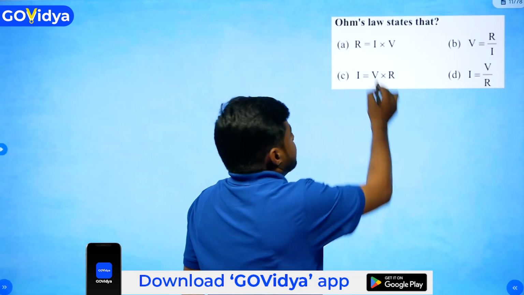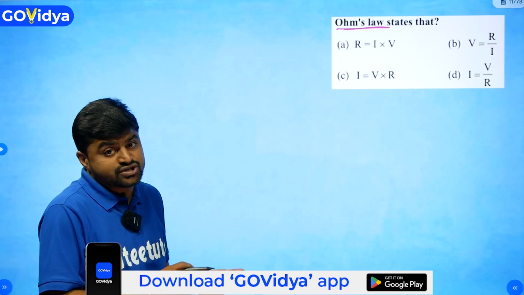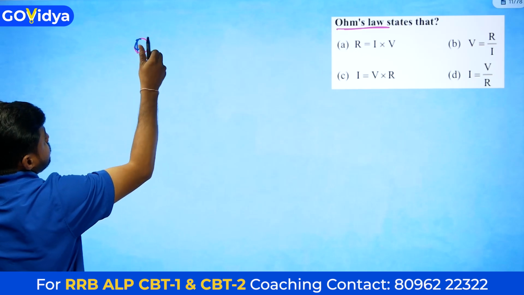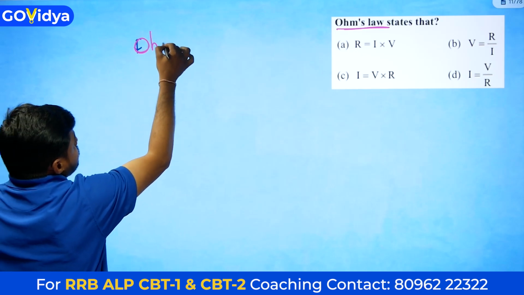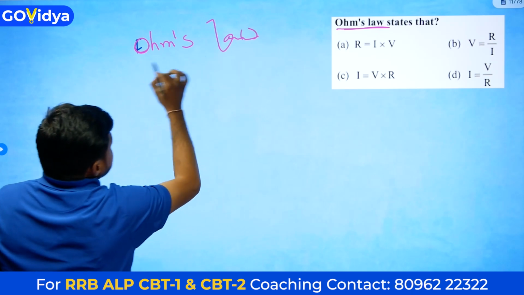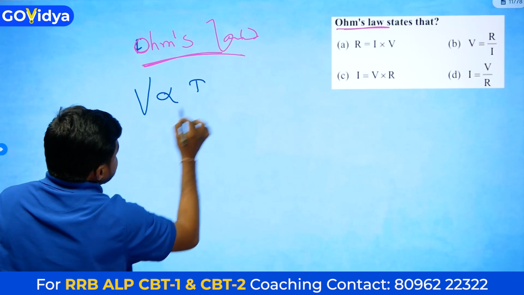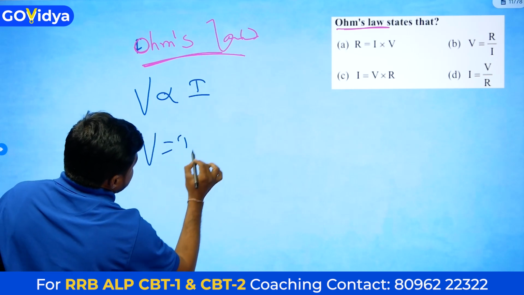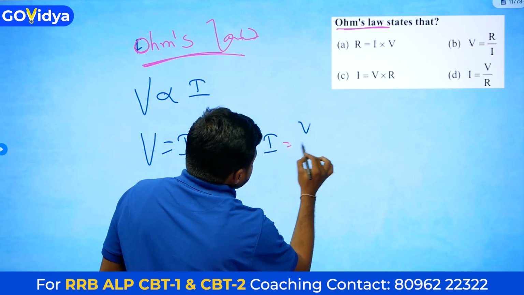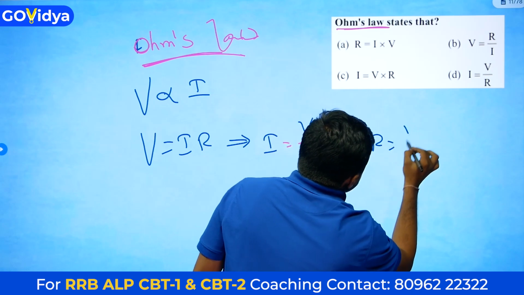Ohm's law states that V is equal to IR. Voltage is directly proportional to current. V is directly proportional to I. We can also write V is equal to IR. From here we can write I is equal to V by R. We can also write R is equal to V by I.